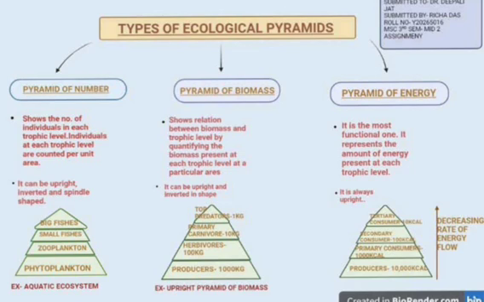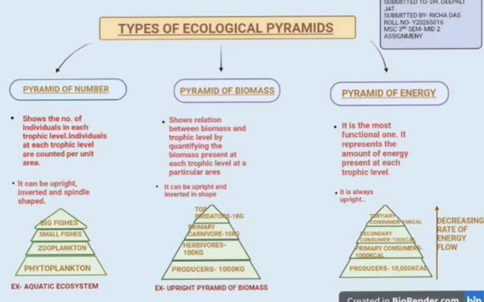The disadvantage of the pyramid of biomass is that it can make a trophic level appear to contain more energy than it actually does. The last pyramid is the pyramid of energy. It is the most practical of all three ecological pyramids as it depicts the actual functional relationship between trophic levels. It represents the amount of energy present at each trophic level. It is also called the pyramid of productivity.